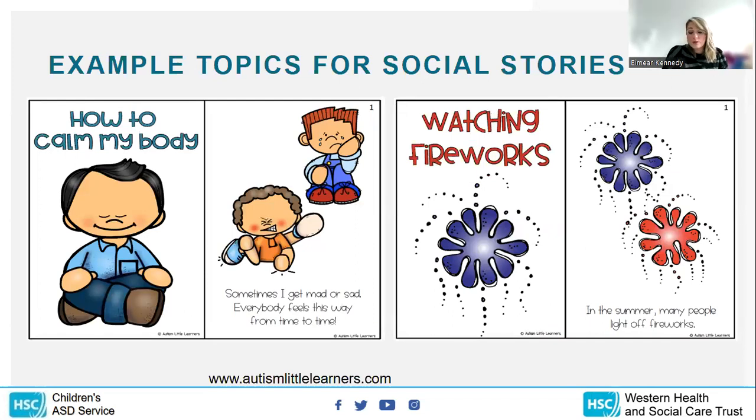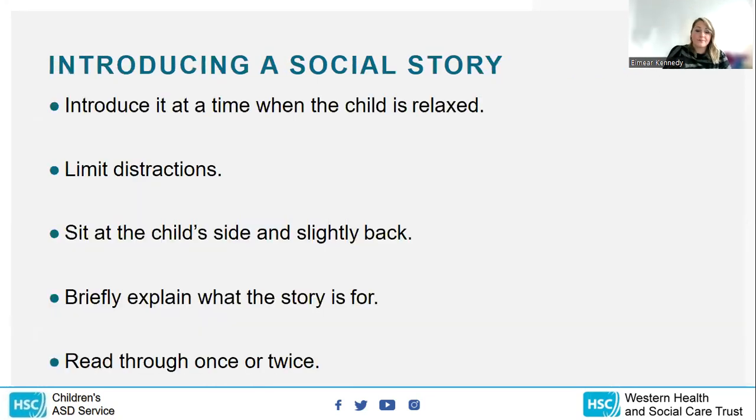Social stories can also be used to teach strategies to help a child in a given situation. So for example, how to calm my body can be used to help the child learn what to do when they're feeling anxious, overwhelmed, or frustrated. And there are other stories that may be used to help prepare a child for a specific event. So for example, when fireworks are set off for special events or parties, particularly I suppose around Halloween, that could be useful for some of our young people.